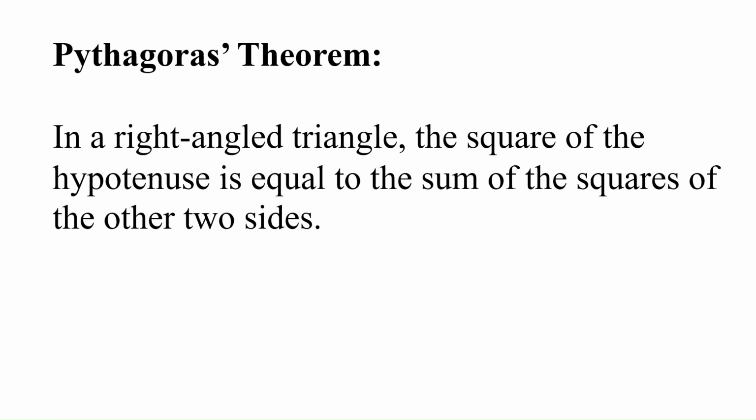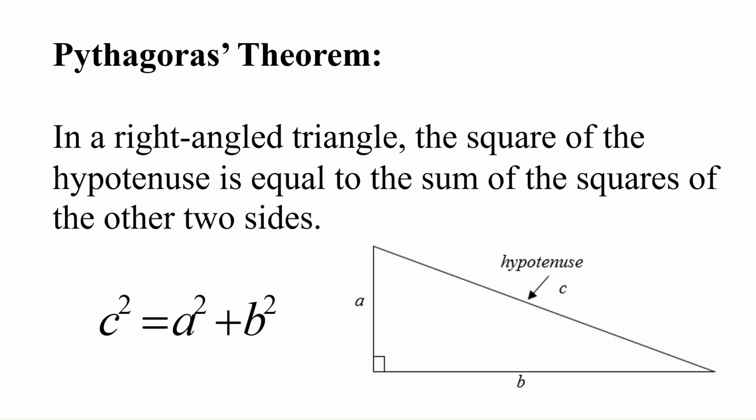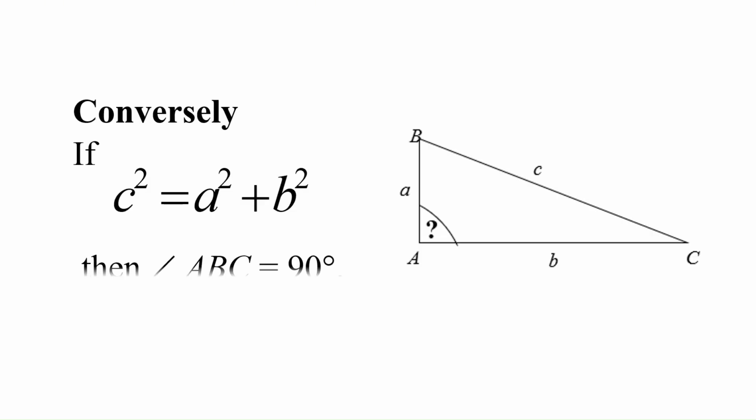Pythagoras' theorem states that in a right-angled triangle, the square of the hypotenuse is equal to the sum of the squares of the other two sides. In other words, c squared equals a squared plus b squared. Conversely, if c squared equals a squared plus b squared, then the triangle must be a right-angled triangle.